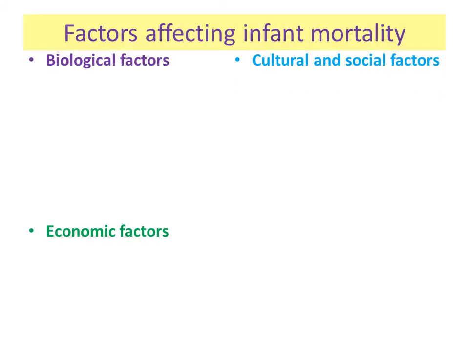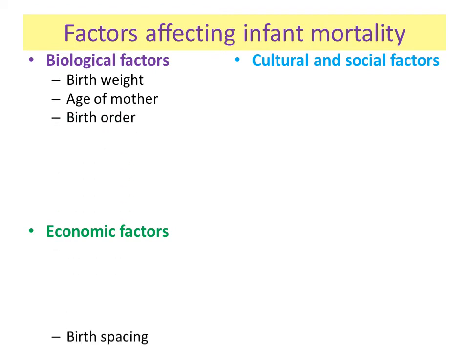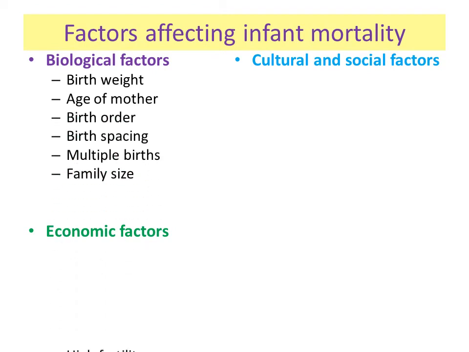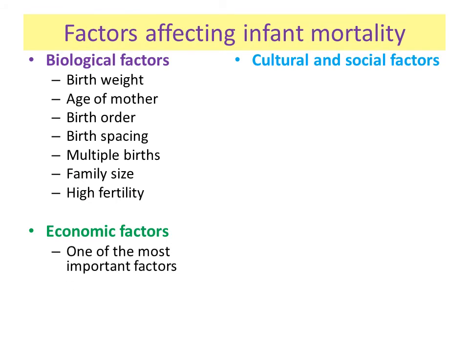Factors affecting infant mortality are not just biological but also economic and cultural. The biological factors are birth weight. A higher birth weight is associated with better survival. Maternal age, birth order, birth spacing, multiple births, family size, and high fertility. Economic factors are one of the most important factors in infant mortality. The infant mortality is highest in slums and lowest in the richer colonies of the same city.